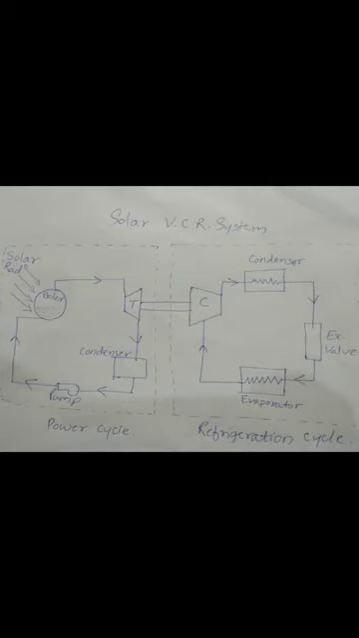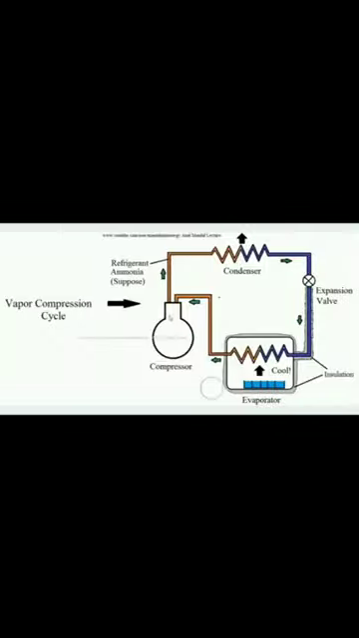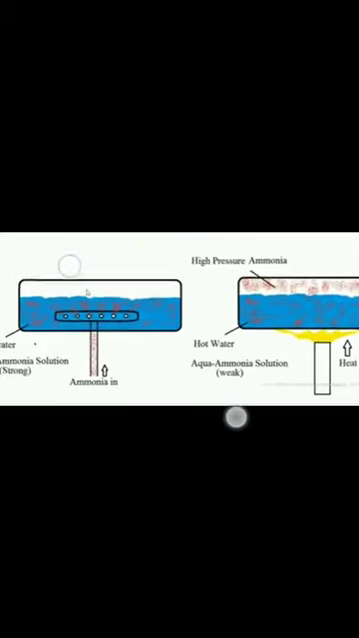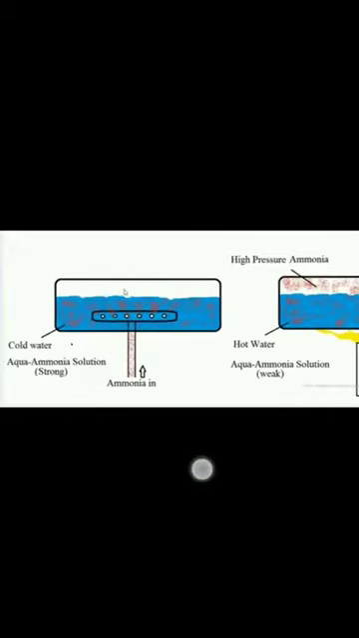Now we will move forward to the VAR, the vapor absorption cycle. We will see the solar vapor absorption cycle. Before moving to the solar vapor absorption cycle, there is one thing we have to learn about the aqua ammonia solution. We use ammonia in the vapor absorption system as a refrigerant. So we learn some concepts about aqua ammonia.